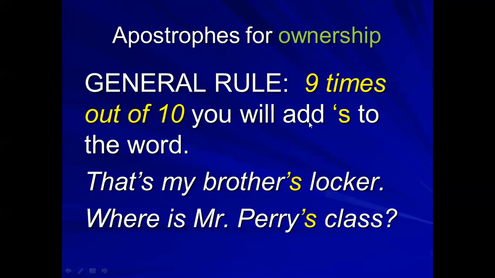So if you get nothing else out of this quick lecture, remember this rule right here. If you're using apostrophes to show ownership, 9 times out of 10, you're going to write the word and add apostrophe S to the word, okay? For instance, that's my brother's locker, brother apostrophe S. Where is Mr. Perry's class? Mr. Perry apostrophe S. 9 times out of 10, this is what you're going to have to do. I'll get into the actual rules.